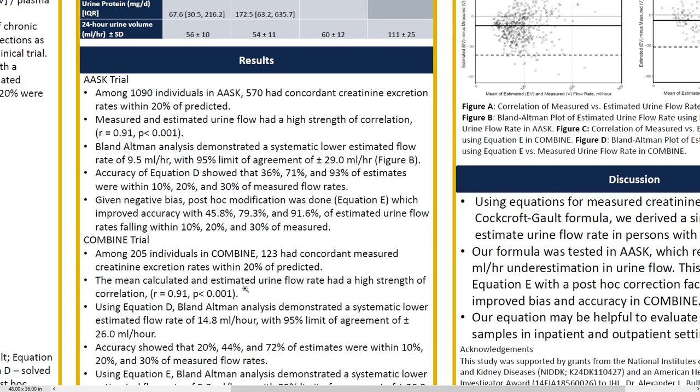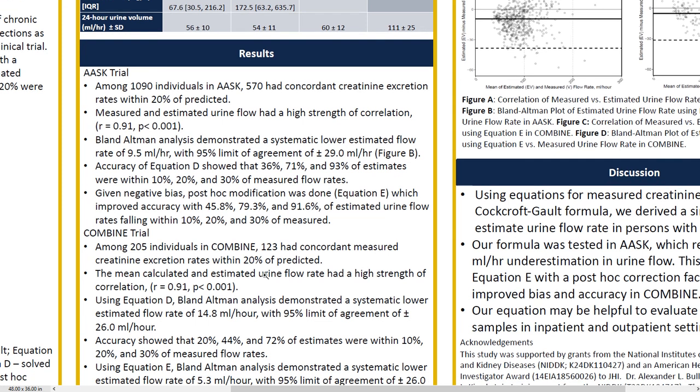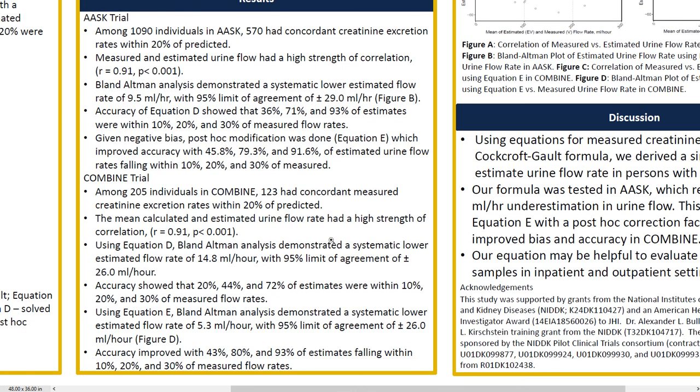Given this negative bias, we added a post hoc modification factor to D, creating equation E. As expected, this led to an improvement in accuracy. We then tested both equation D and E in combined. Out of 205 individuals, 123 met our inclusion criteria.